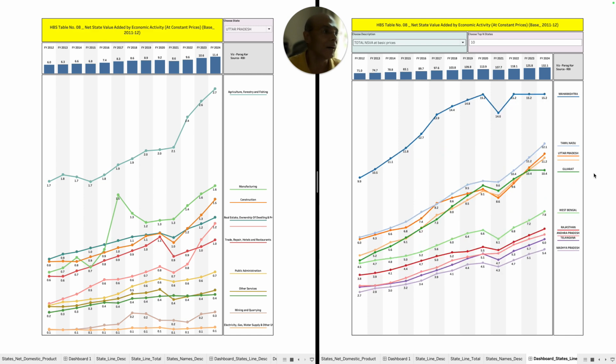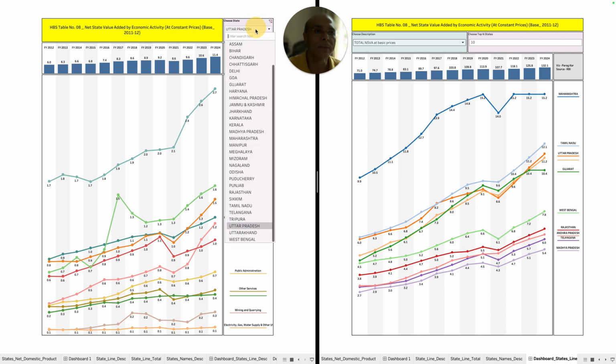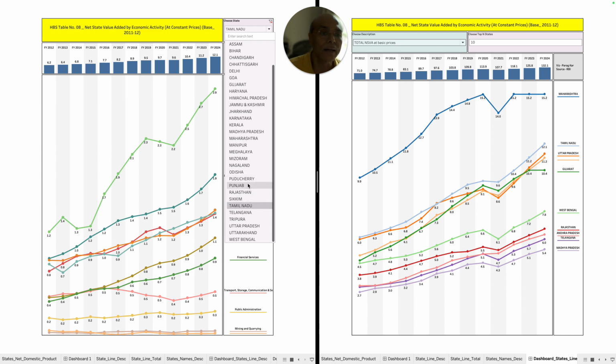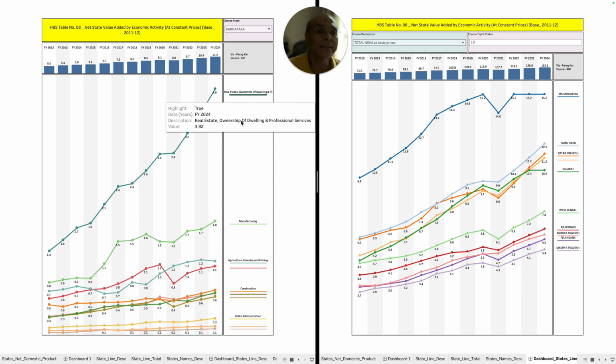So I have seen Maharashtra, then Uttar Pradesh. Let's look at Tamil Nadu. If I look at Tamil Nadu, which of the categories are the highest? Manufacturing, then real estate, then construction, and then other services. Then let's look at Karnataka. In Karnataka, you will find that real estate is on top, 3.9 lakh crores of 11.2 lakh crores. So it's huge. And then comes manufacturing and then agriculture, forestry and other items.